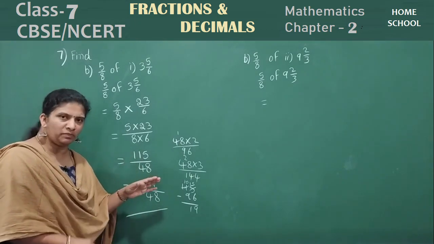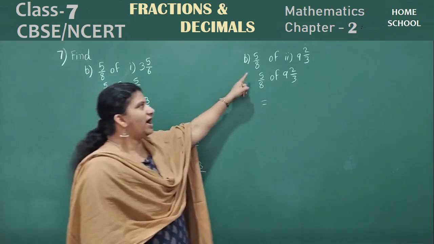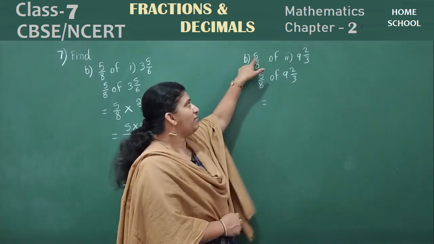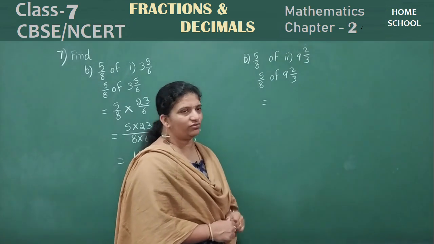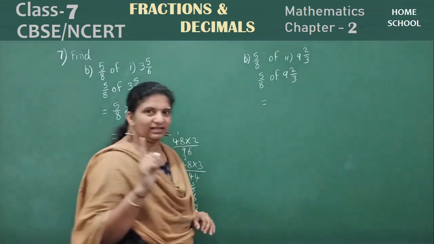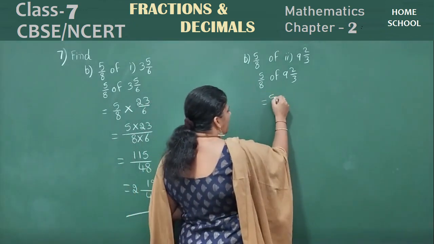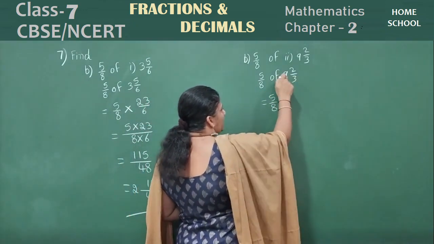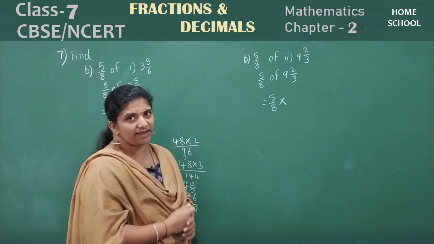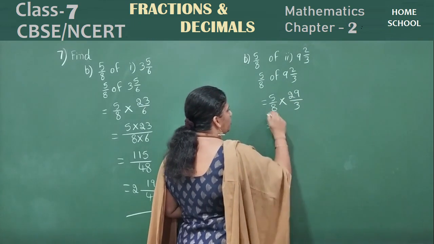If you know tables properly, children, you can do all these fast. Okay, so let's see the next one: 5/8 of 9 2/3. Here you cannot cancel. Remember, with a mixed fraction you cannot cancel. So now 5/8 into, 9 threes are, 3 nines are how much? 27, 27 plus 2 will be 29 by 3. So you can't cancel anything.